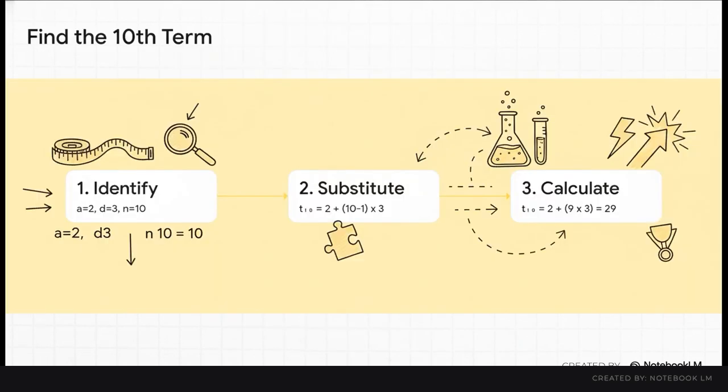Let's put this magic formula to the test. Remember our sequence 2, 5, 8? Let's find the 10th term. First, we identify our ingredients. A is the first term, so that's 2. D is the common difference, which is 3. And n is the position we want, which is 10. Next, we just plug those into the formula, so we get 2 plus 9 times 3, which is 29. And boom, the 10th term is 29.